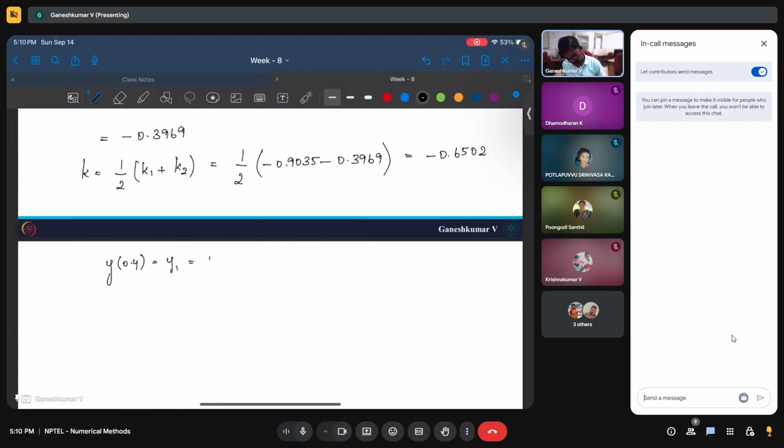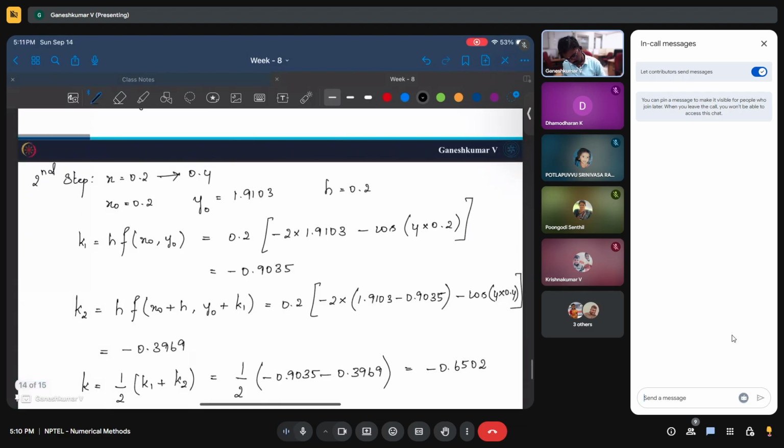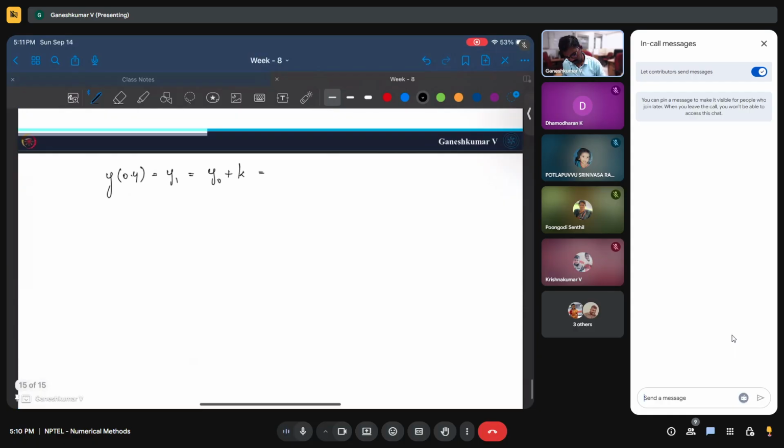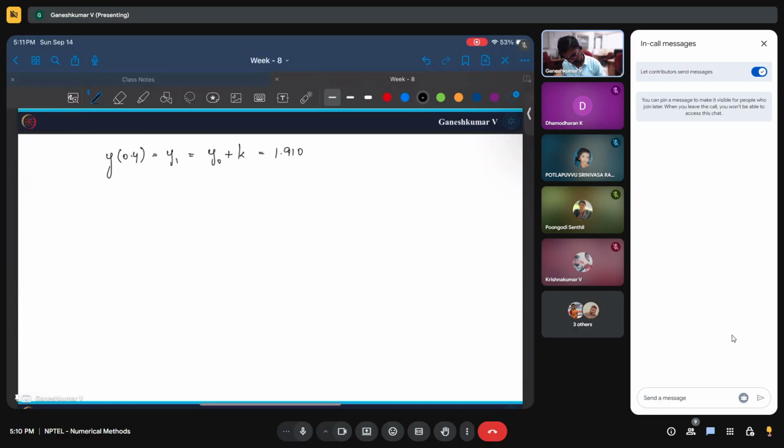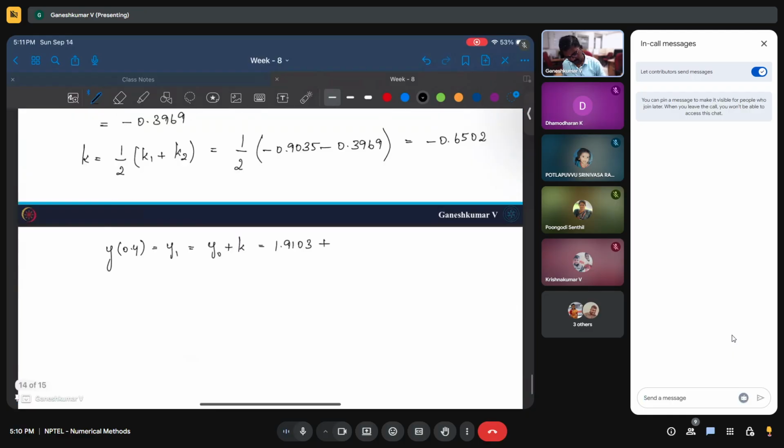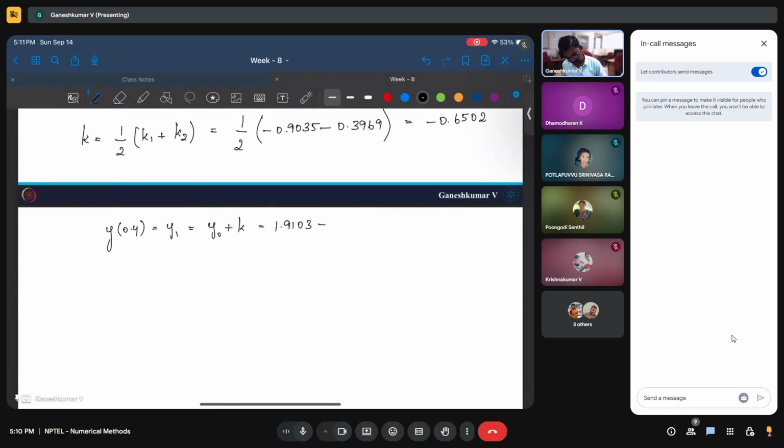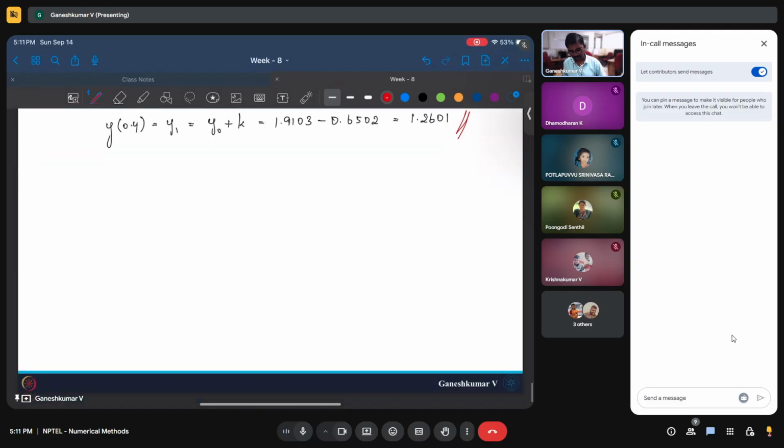Y naught plus k, which is y naught is 1.9103 plus k, which is negative, minus 0.6502. So this is around 1.2601. So this is your final answer.